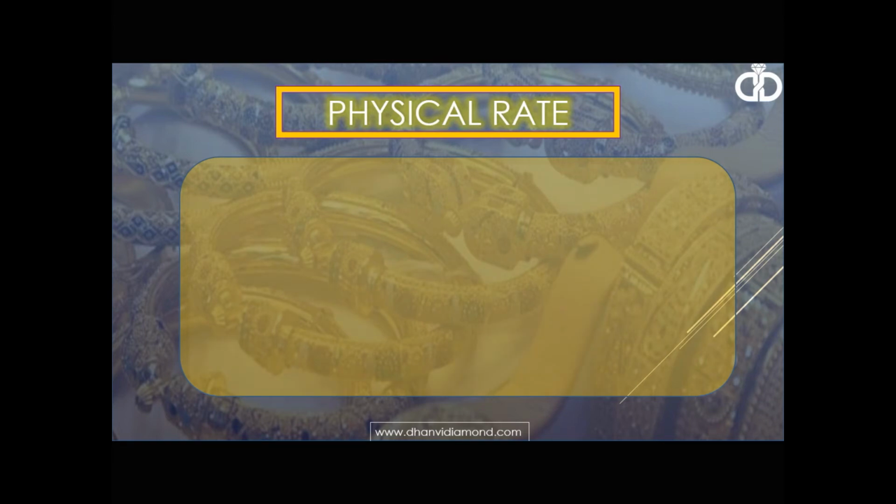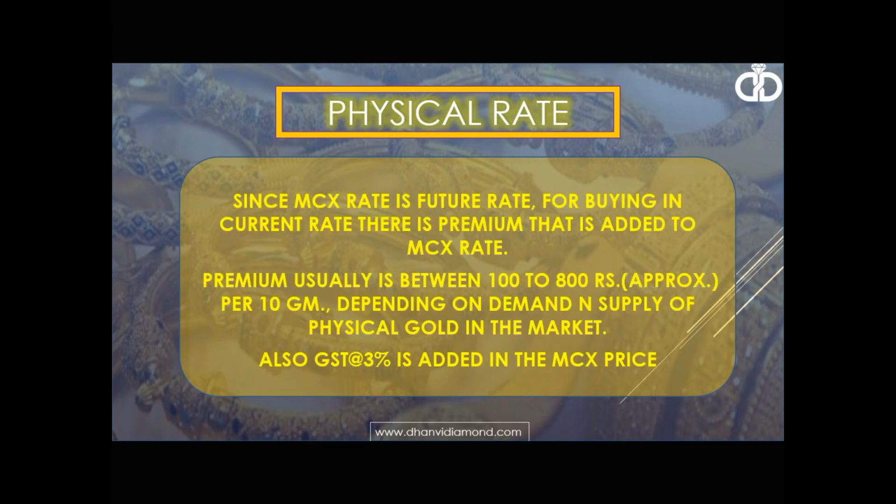What is the physical gold rate? The price listed on MCX is of a 2 months ahead contract. Because the rate is of the future, if you're buying gold or jewelry today, you have to pay some premium. Now what is this premium? This premium is basically demand and supply, the major factor that affects it. This premium is added to the MCX rate and then we derive the physical gold rate.